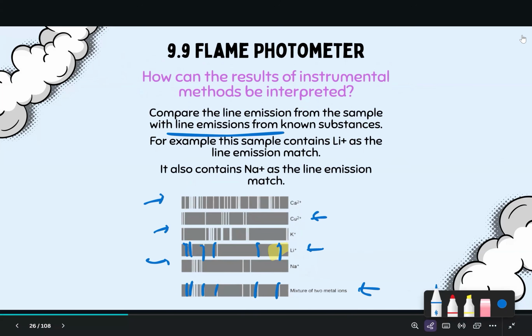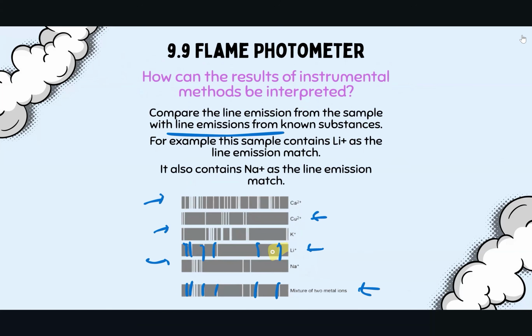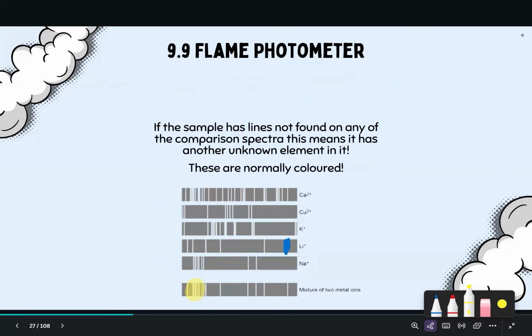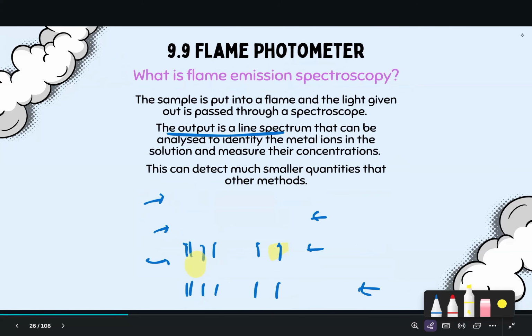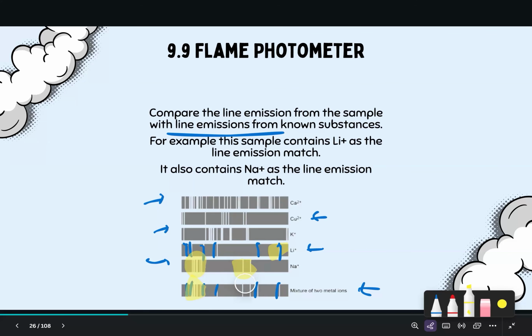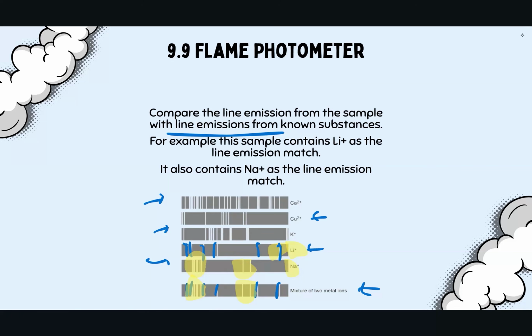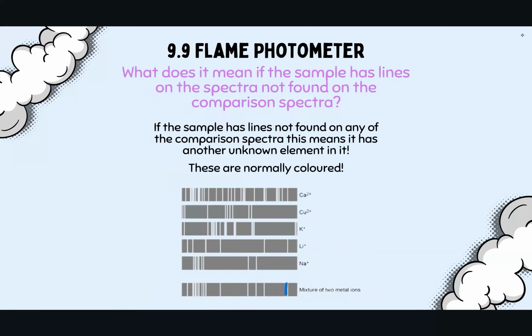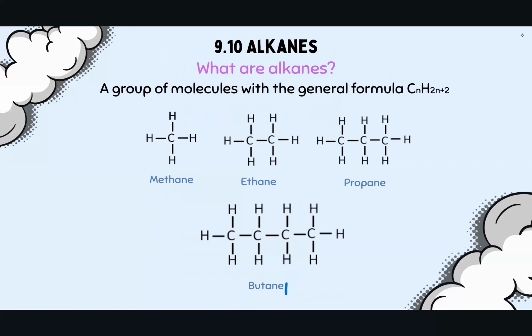Now, if you look at the remaining lines that are left, it's exactly the same as sodium. That central area there is the central area there. These two lines are also those two lines there. So it is a mixture of sodium and lithium. So it gives you much more accurate data. Okay, let's move on to alkanes.